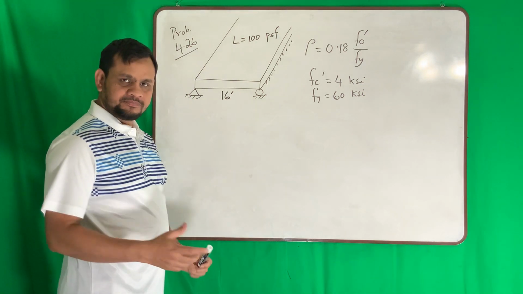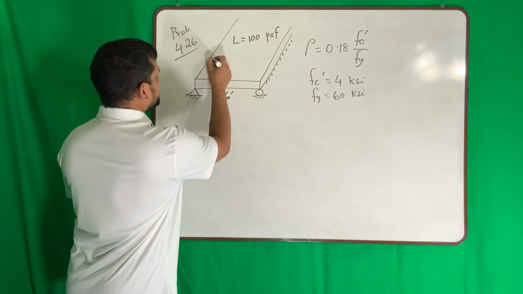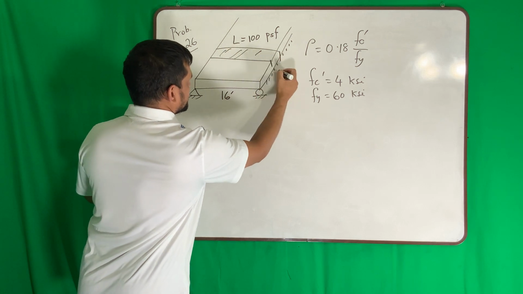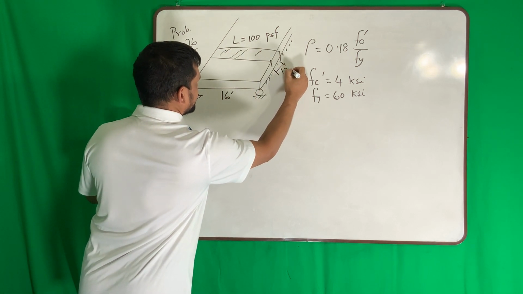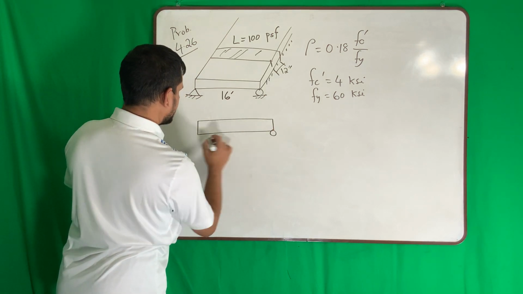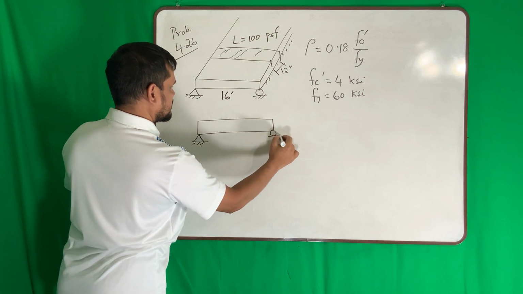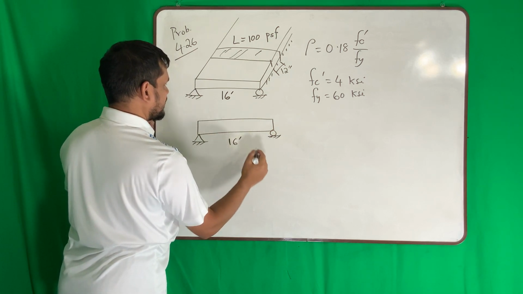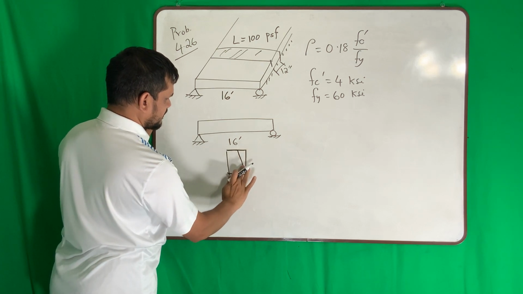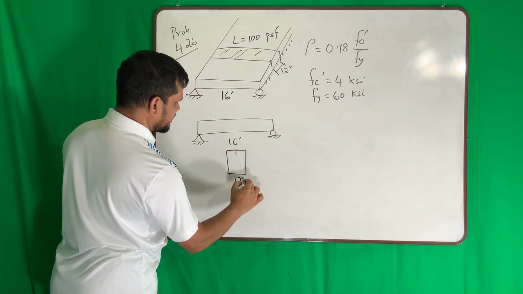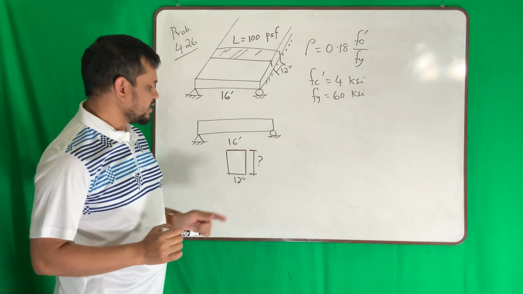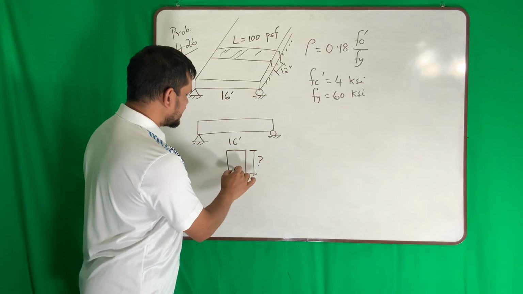Now, how to design? We assume a 1 feet strip, say this portion is 12 inch. So we assume a beam. This is 16 feet. And if I draw the cross section, this is 12 inch. This portion we do not know. We will design this, and also design the reinforcement.